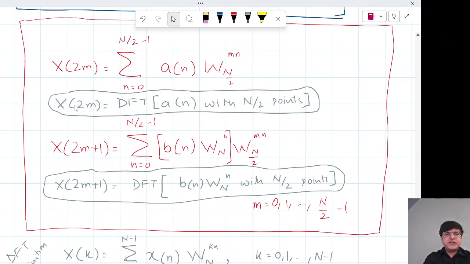For this one, for example, you will get x of 0, x of 2, x of 4, x of 6, x of 8, and so on and so forth. Here you will get x of 1, x of 3, x of 5, x of 7, and so on and so forth. Is that clear?